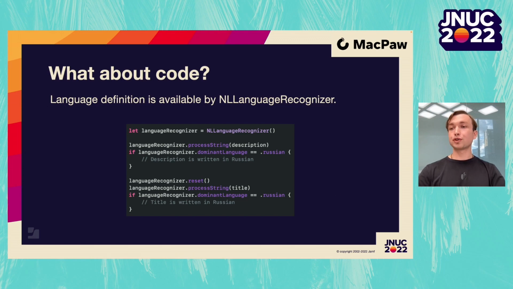Nice, but what about code? Language detection is available via NLLanguageRecognizer. An instance of this class automatically detects the language of a piece of text. On this page, you can see how to use it. All we need is to pass the input text as a parameter. And that's all. NLLanguageRecognizer creates magic for you and gets the dominant language.